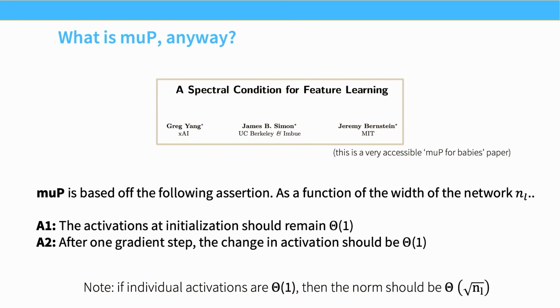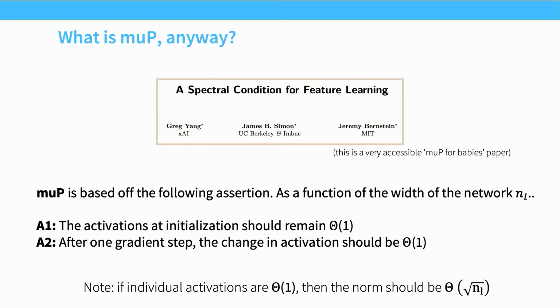Now, after one gradient step, the change in my activation should be O of 1. This is what people call feature learning. Feature learning means if I take a gradient step, things in my network change a significant amount, and that this amount should be a fixed function of the width of the network.